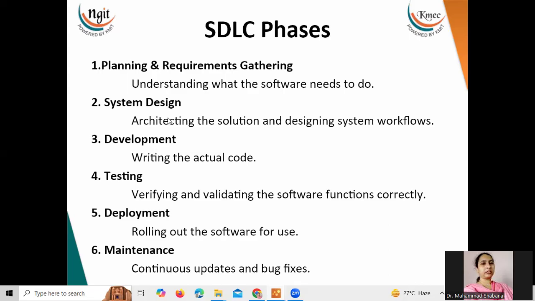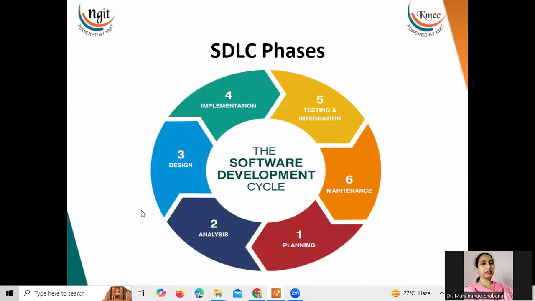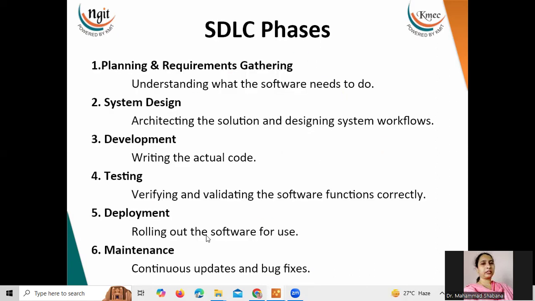In system design, we are architecting the solution and designing system workflows. In development, we are writing the actual code. In testing, we are verifying and validating that the software functions correctly. In deployment, we are rolling out the software for use. In maintenance, we are continuously maintaining the updates and bug fixes.